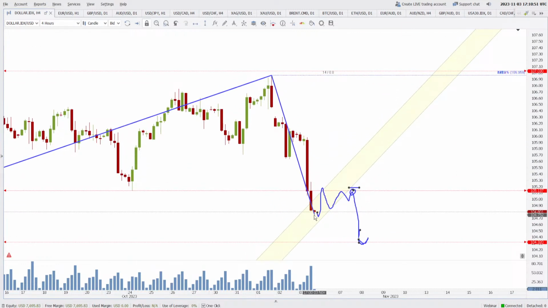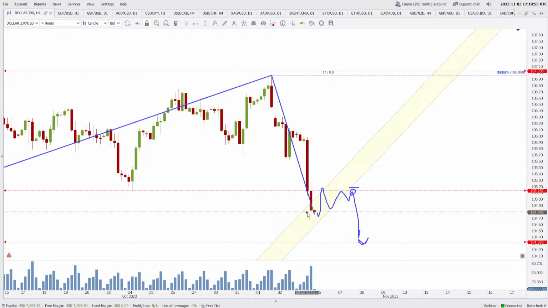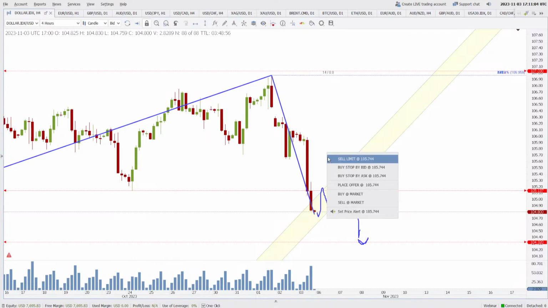Do not sell right now. This is not a place to sell. Even if you sell right now, you see selling at this place will have your stop loss here and your take profit possibly here, which is almost 1:1 risk to reward ratio, and that is not good.